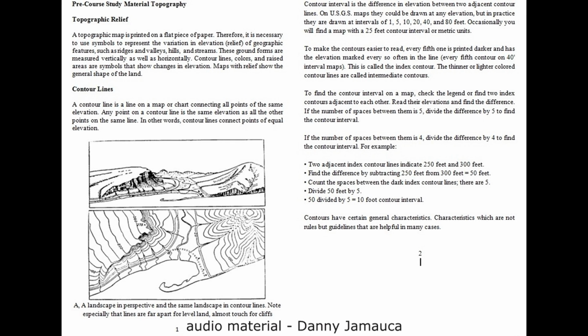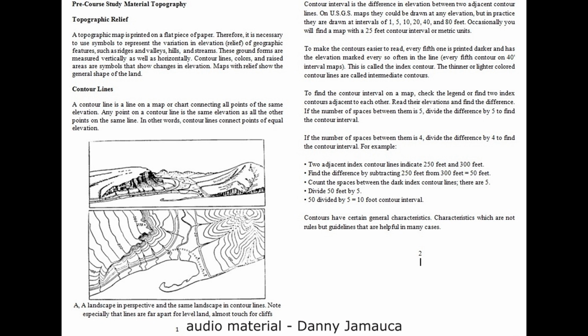Pre-course study material: topography. Topographic relief. A topographic map is printed on a flat piece of paper. Therefore, it is necessary to use symbols to represent the variation in elevation of geographic features, such as ridges and valleys, hills, and streams. These ground forms are measured vertically as well as horizontally.